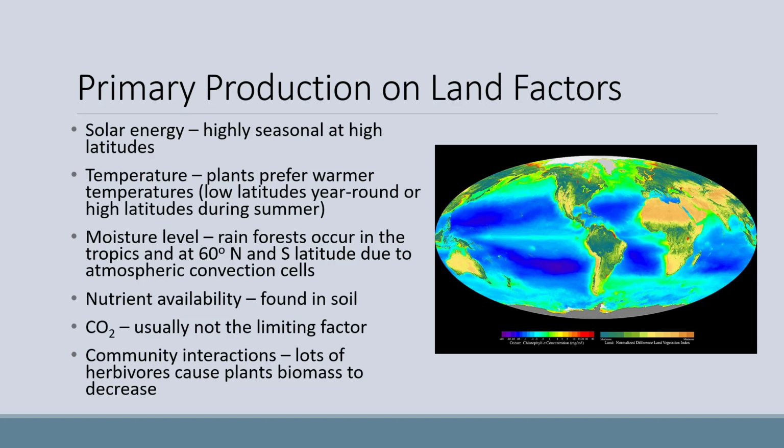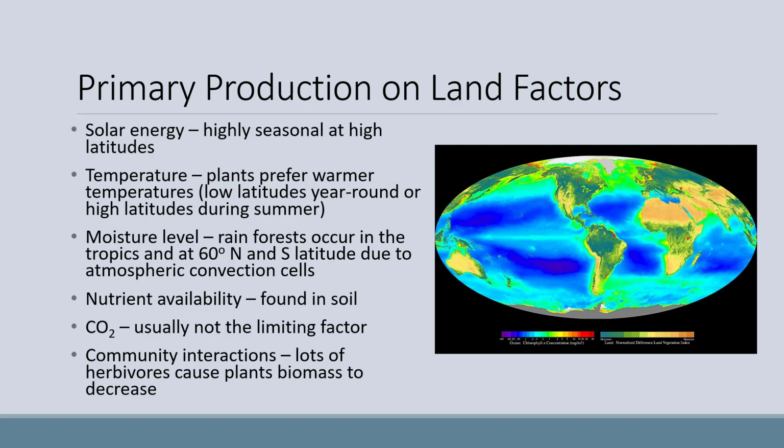for all life. Rainforests occur in the tropics and at 60 degrees north and south latitude due to atmospheric convection cells, and this is where we see a lot of vegetation. Nutrient availability is also an important factor. Nutrients on land are found in the soil, and so soil quality affects the rates of photosynthesis. CO2 is important, but is usually not the limiting factor.